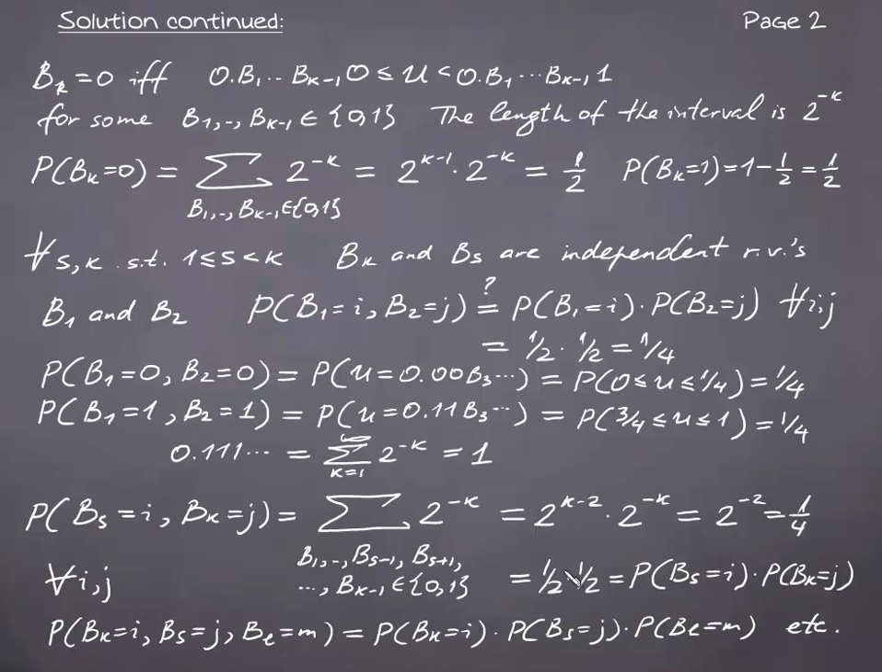Alright, so now we have proved the first part: if u is a uniform random variable, then all its binary digits are independent Bernoulli random variables.